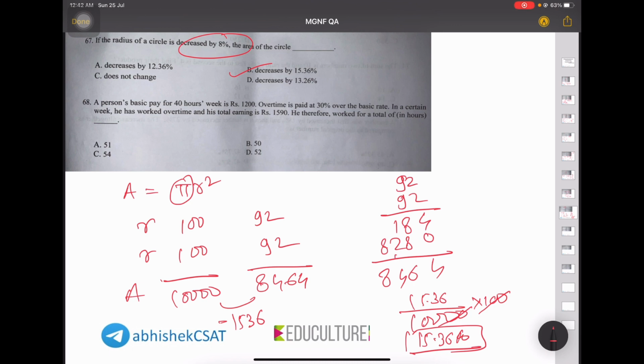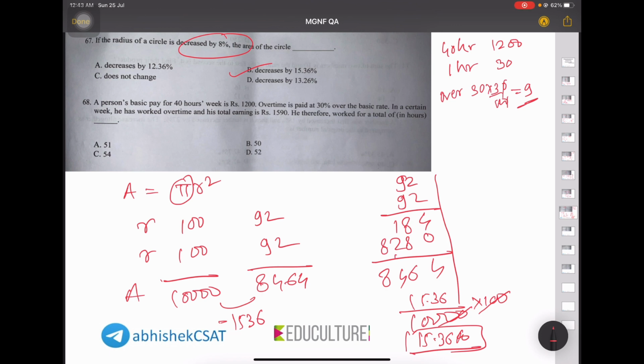A person's basic pay for 40 hours a week is 1200. So for 1 hour, he gets 30 rupees. Overtime is paid at 30% over the basic rate. That means overtime is 30 into 30%, so 9 rupees for each hour. That means 39 rupees for an extra 1 hour. Okay. This is the overtime rate only, not the total one. So, basic rate 30 and overtime extra 9. So, that is 39.